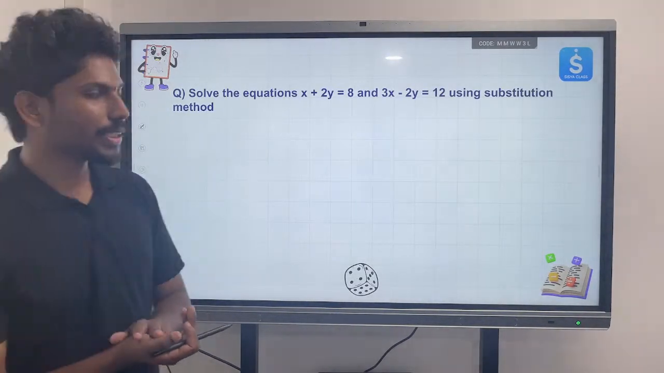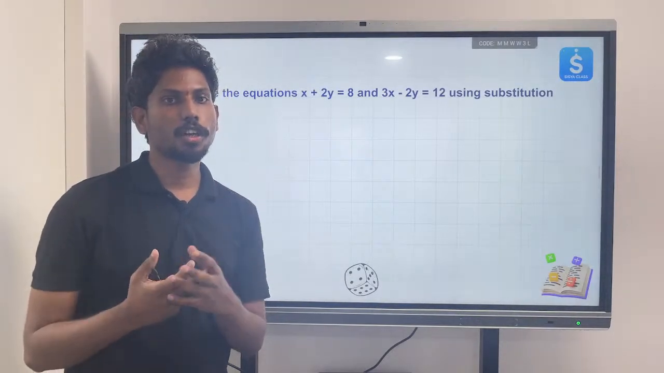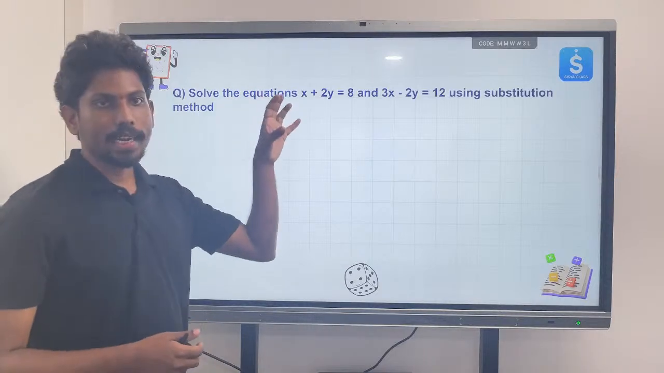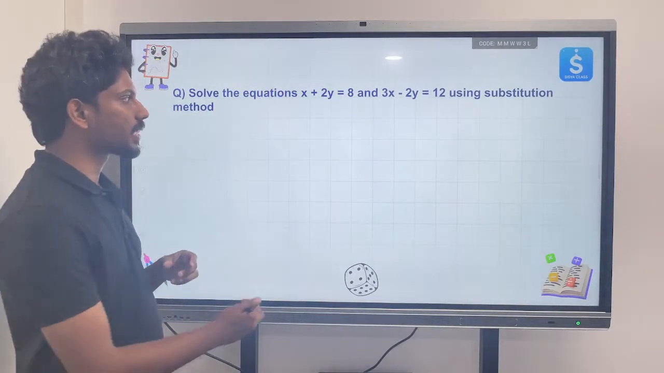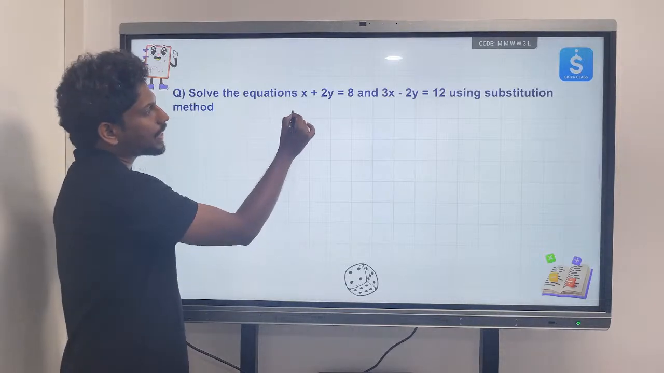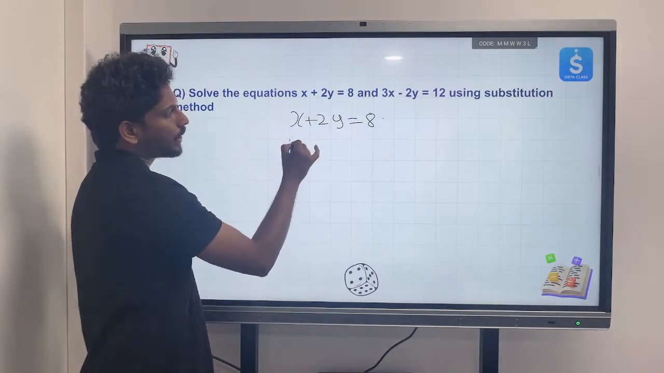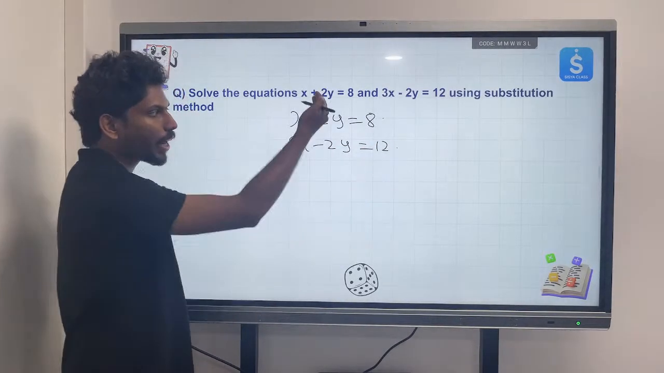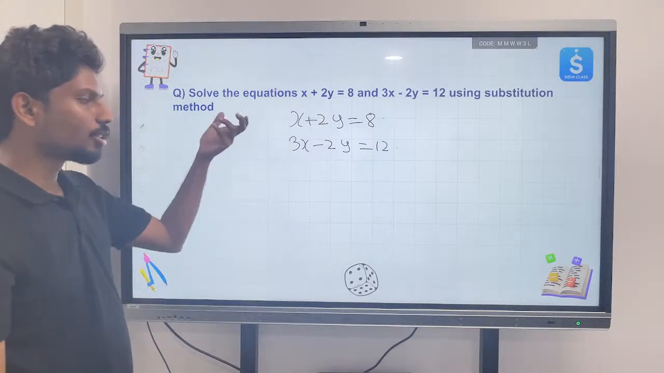This is one of the easiest techniques to find the solution of a linear equation in two variables, right? Let's understand with an example instead of formally dictating some points. Let's consider these two equations: x plus 2y equals 8 and 3x minus 2y equals 12. How can we exactly find the solution of these two equations?